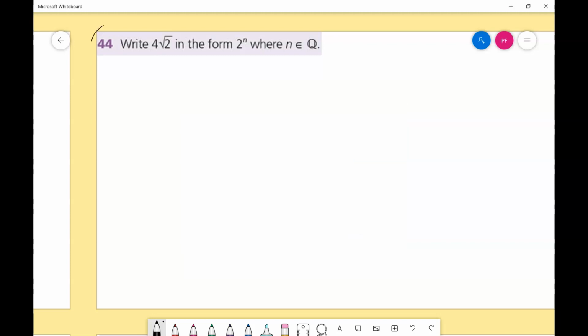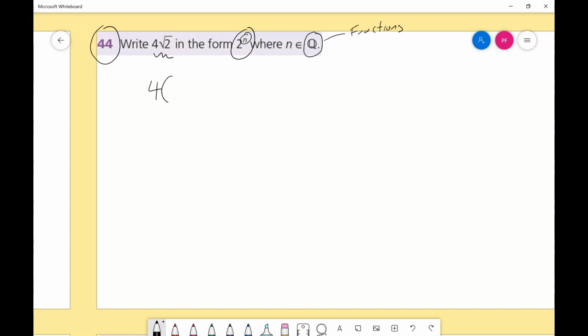Okay, so question 44. They want me to write 4 root 2 in the form 2 to the power of n, where n is an element of Q. If you don't remember, Q is your rational numbers, it's fractions. Okay, they're called rational numbers. So again, basically all they're saying is they do not want square root signs, they want powers.